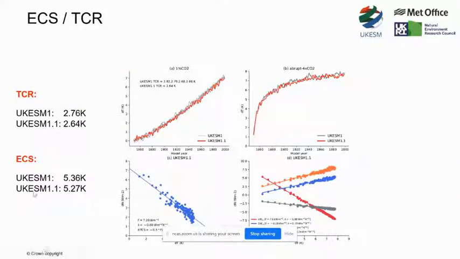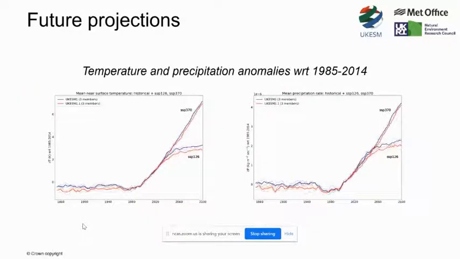I've already highlighted this, so I won't go into more detail because I'll wrap it up now. Things like the ECS, climate sensitivity, are very similar. So as I said before, we haven't fixed everything. Finishing on the future projections, which are really early days in terms of the results, and we're just unpicking this, but despite the similar climate sensitivity, there does look to be a signal that the models are warming slightly less in UKESM 1.1 in the scenarios we've looked at. So that's it from me. I'll stop there, and if there are any burning questions, but we've probably run over time now. So I'll pass to you, Colin.